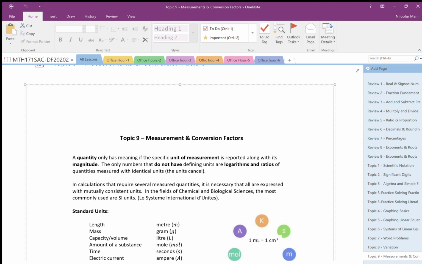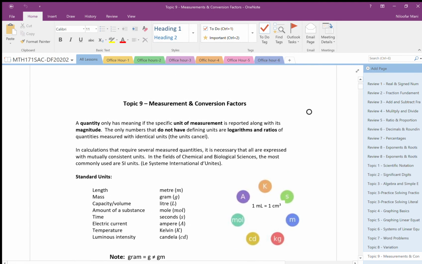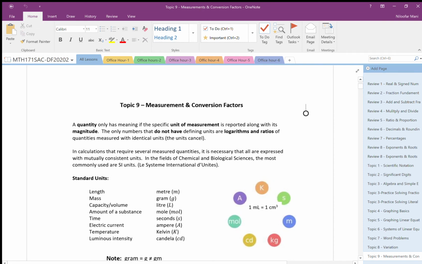Hi everyone. I continue on the lesson. That's topic 9, measurement and conversion factors, which is a really important lesson for people who are working in chemistry and biology fields.